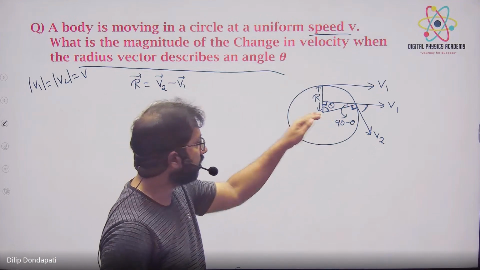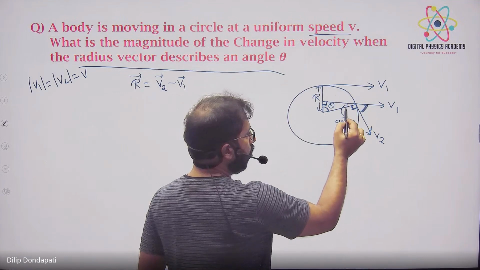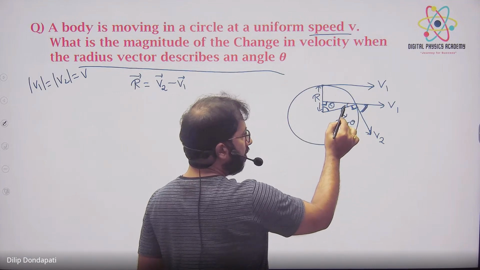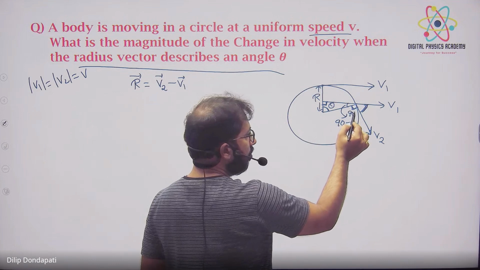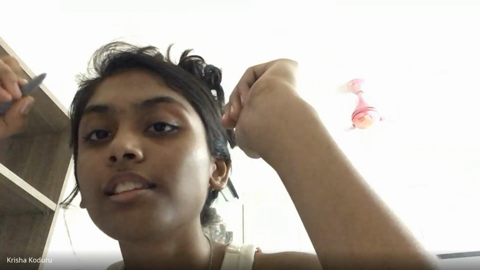90 plus theta? Yes, 90, because the radius vector and tangent are perpendicular. This will be how much then? Total should be 180, right? So 90 minus theta, 90, and this will be theta. Then only it becomes 180. Sir, in circles there is a rule saying that if two tangents are joined and the central angle is theta, then the opposite angle will be 180 minus theta.